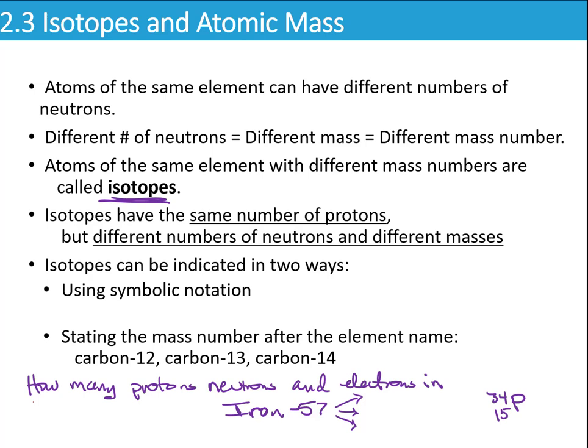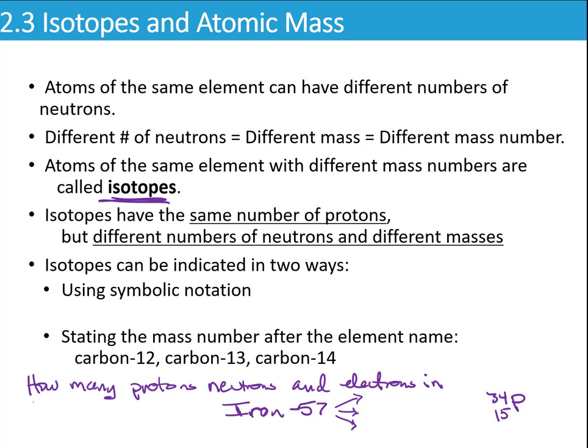So we started into chapter 2 last time. We've talked about what the subatomic particles are and how to determine them using the periodic table. I really think this is what you're going to have on the exam: you're given an element and you need to be able to tell me how many protons, neutrons, and electrons there are. You will be given the periodic table.